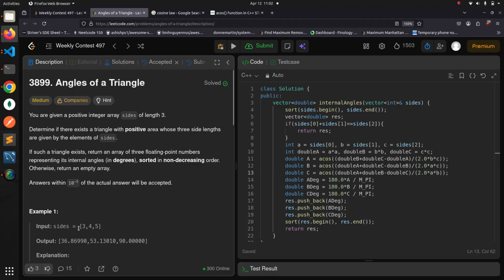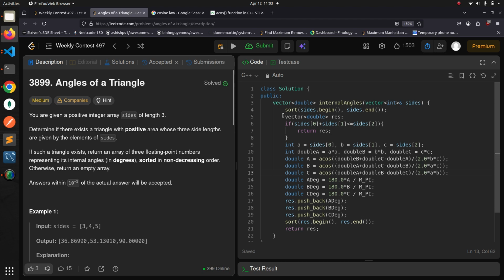So in the question we are given three sides, which will be the lengths of the three sides of a triangle if it is possible. If it is possible to make a triangle with these sides, we need to return the angles in degrees in sorted order. So first of all, the question arises: when can we form a triangle? If the sum of any two sides of the given array is greater than the third side, then we can form a triangle.